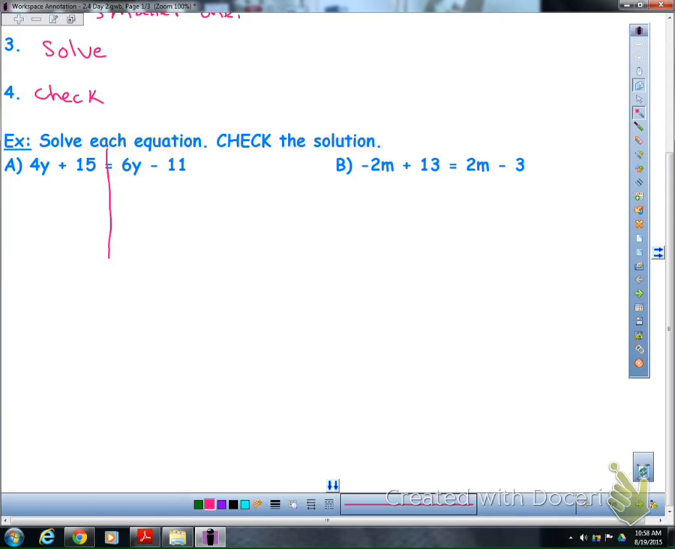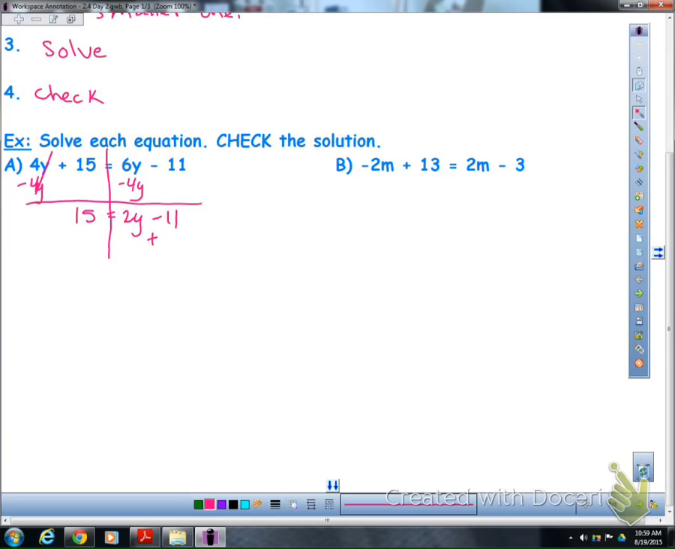We have a 4y and a 6y. The 4 is obviously smaller. Because it's a positive 4y, we're going to do the opposite, and we're going to subtract 4y from both sides. The 4y's cancel. That leaves 15. 6y minus 4y is 2y minus 11.